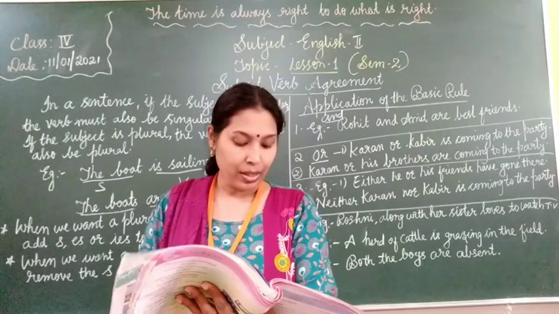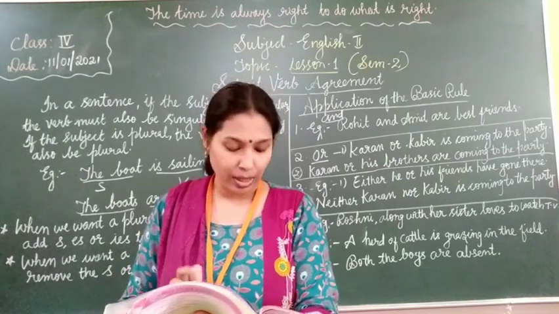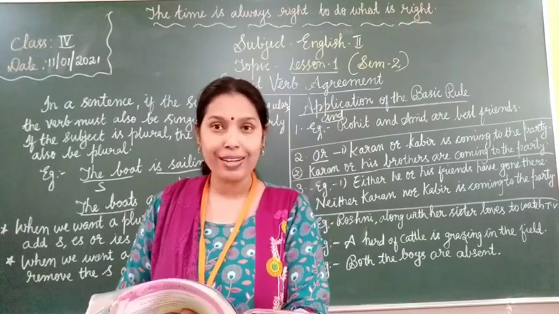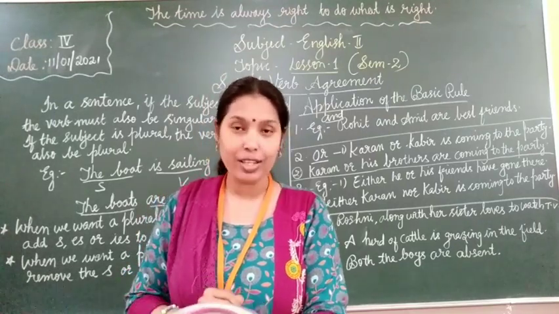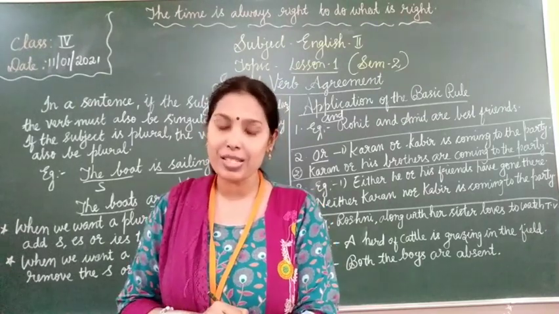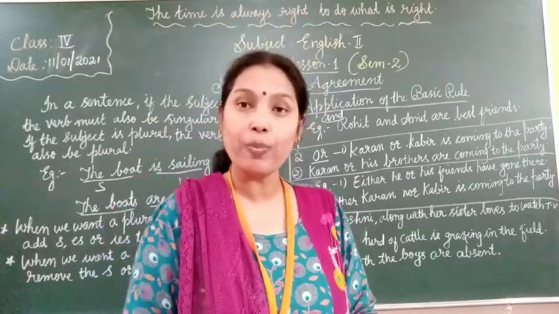Only play. The child plays, singular. The child, subject, singular. So the verb is also in singular, plays. The children, plural, right? So see the verb play. There is no s in the verb. So the subject must agree with the verb. Okay. Next we will see the application of the basic rule.